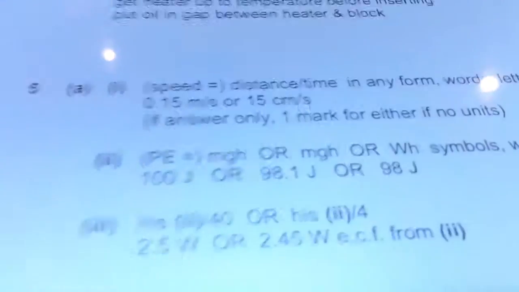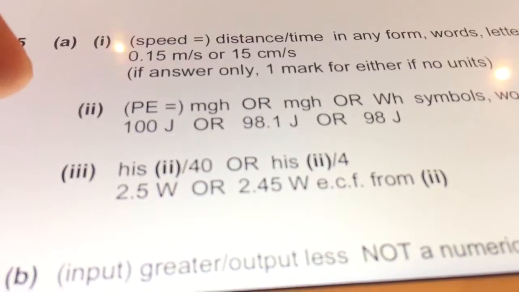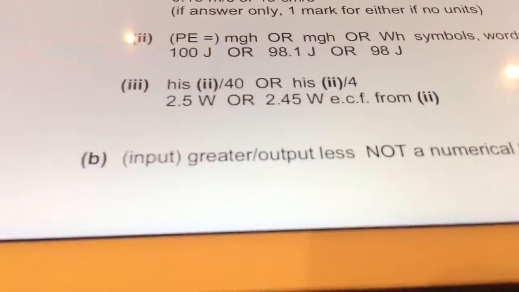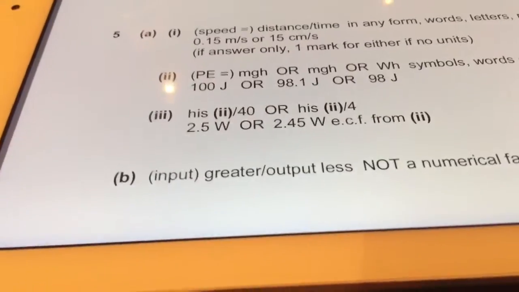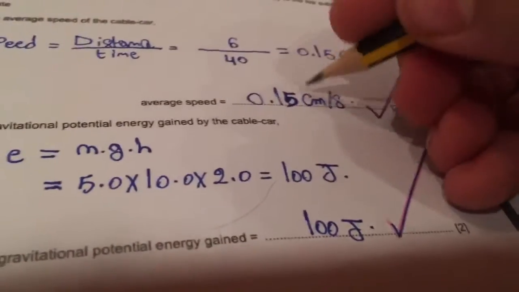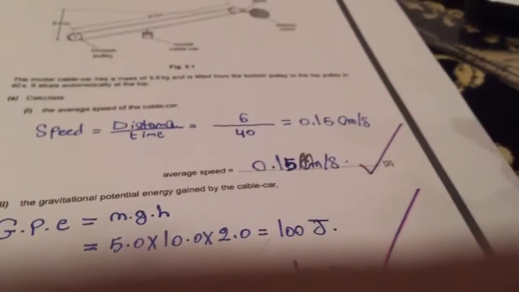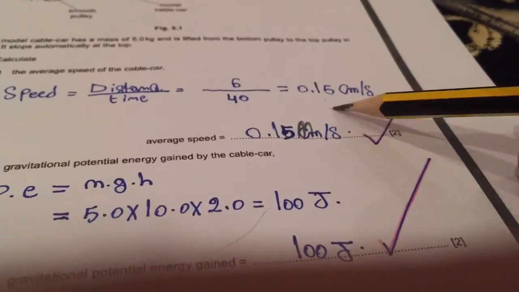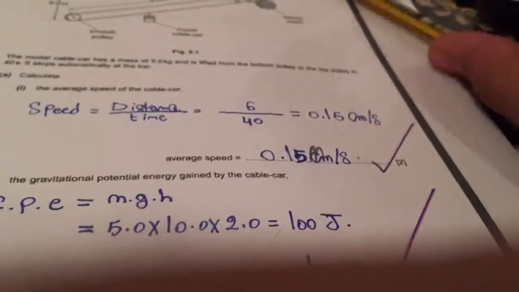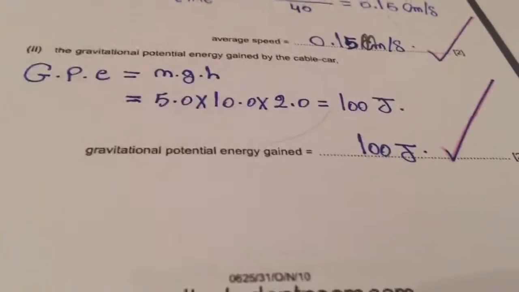Speed equals distance over time, 6/40 equals 0.15 centimeters per second. Let us check. 0.15 meters per second. Oh, sorry, that's a mistake right there. So it's 0.15 meters per second. I'm sorry. Let us correct it. Meters. That shouldn't be considered right. Okay, let's continue to the next question.